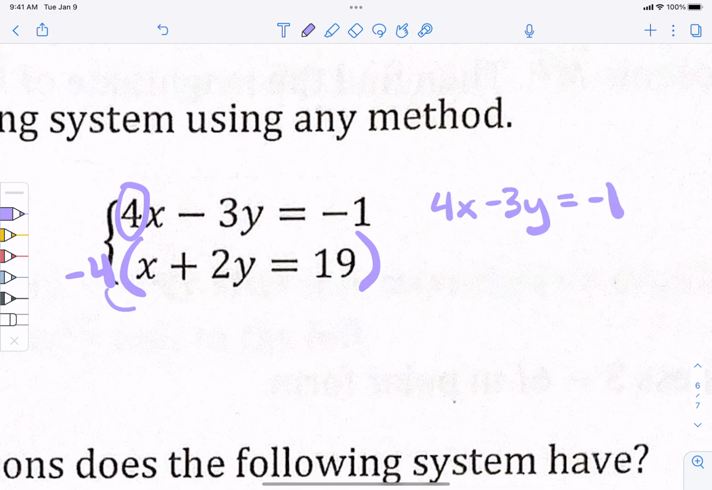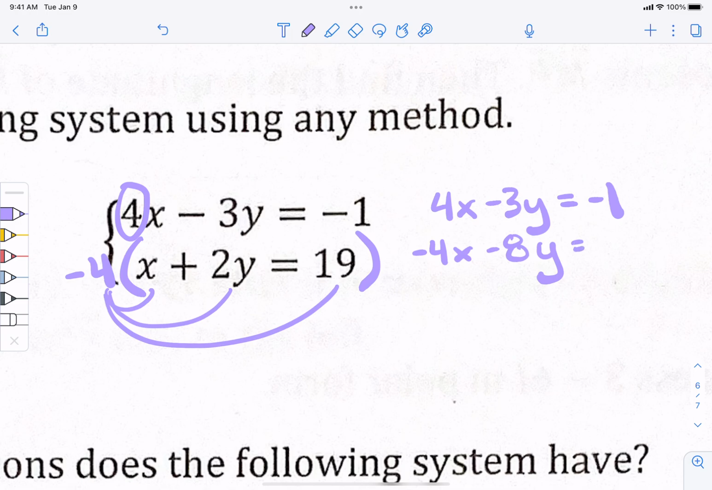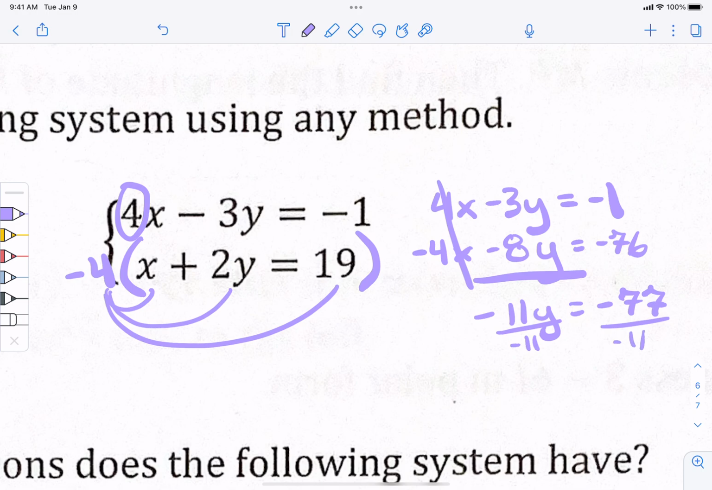The bottom, if I distribute the x through, will be negative 4x, minus 8y equals 19 times 4. I can't think right now. 19 times 4 is negative 76. And then the 4x cancels, and I have negative 11y equals negative 77. If I divide by negative 11, I get something like positive 7.